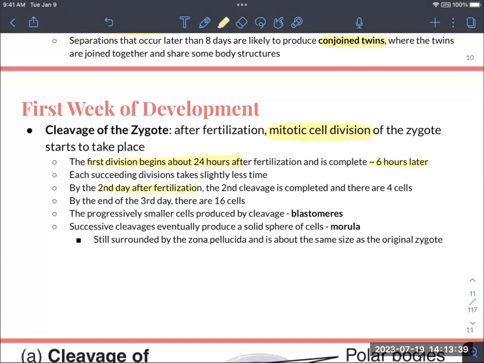By the second day, that second cleavage has happened, so now we have 4 cells. The third day, we have 16 cells. And these cells produced by this cleavage are known as blastomeres. This cleavage will produce a solid sphere. This is known as the morula. It still has the zona pellucida surrounding it, and it's about the same size as that original zygote, that original cell from what we started with.